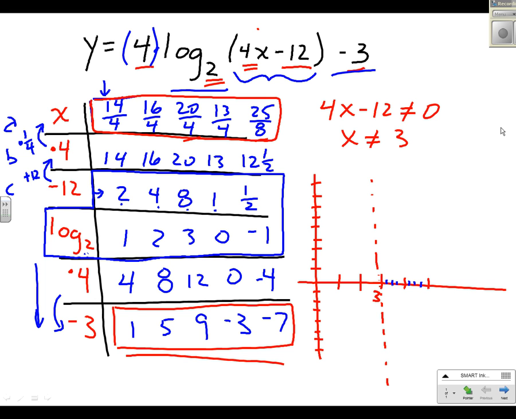And 14 fourths. 4, 3 and 2 fourths. 3 and 2 fourths gets me to 1. You see it? 3 and 3 fourths gets me to 1. Exactly 4 gets me up to 5.